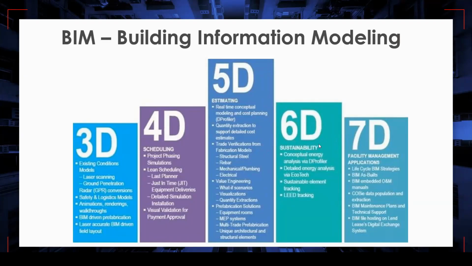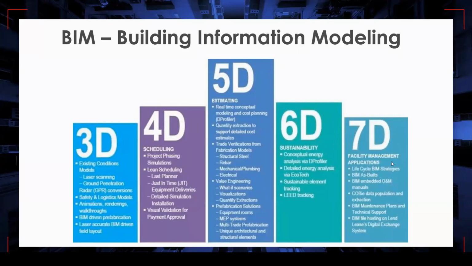For 6D sustainability, you can have energy analysis or sunlight shading analysis to optimize the project, and see how you can decrease and optimize the operation and maintenance costs, and what mechanical and electrical units you can use to reduce the operation and maintenance cost. You can have all these things in the 6D BIM model.